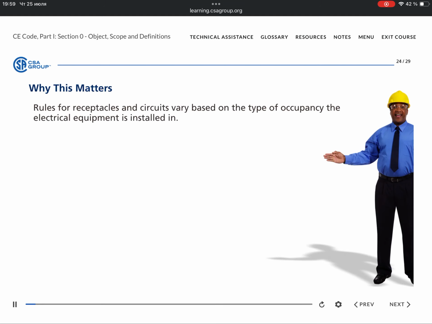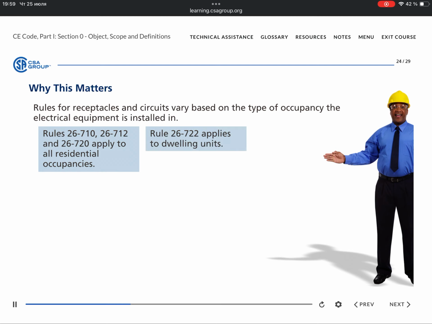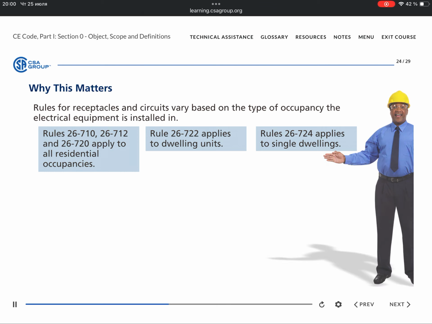Why does understanding these different terms matter? Because rules for receptacles and circuits vary based on the type of occupancy the electrical equipment is installed in. Rules 26-710, 26-712, and 26-720 apply to all residential occupancies. Rule 26-722 applies to dwelling units, and Rule 26-724 applies to single dwellings.